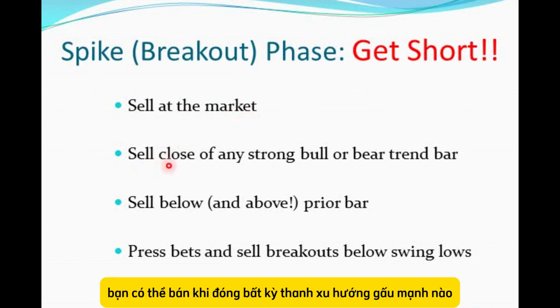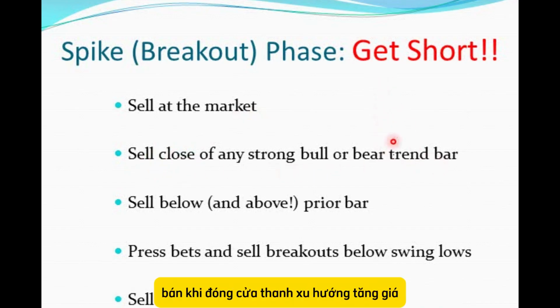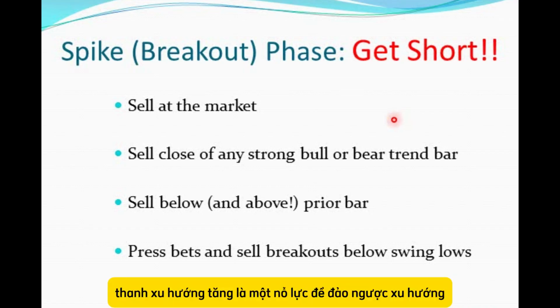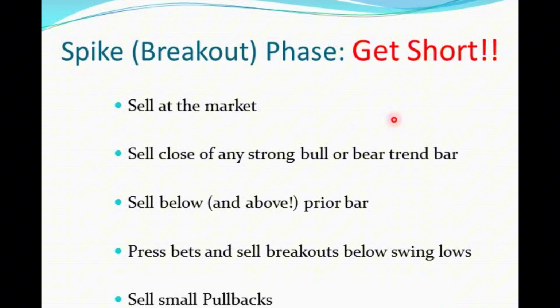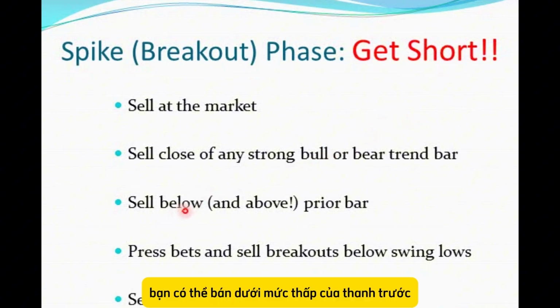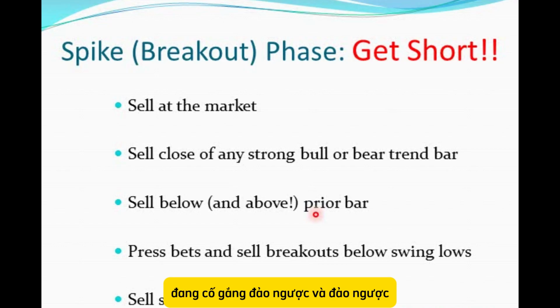For example, you can sell at the close of any strong bear trend bar, and if you're in a strong bear spike, sell at the close of a bull trend bar. The bull trend bar is an attempt to reverse the trend, and most reversals fail. You can sell below the low of the prior bar and above the high of the prior bar, because if the market goes above the high of the prior bar, it's trying to reverse, and the reversal, probably 80% chance, will fail.